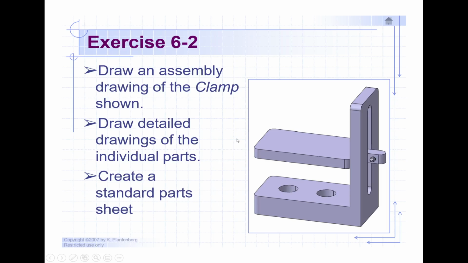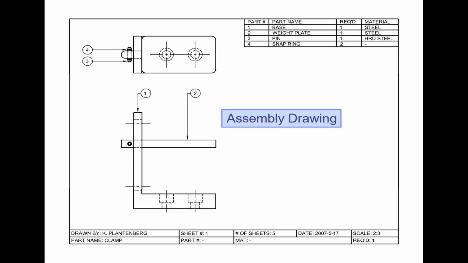So we will draw detail drawings of the individual parts that make up this clamp, and also we will create standard part sheets. So this is an example of the assembly drawing for that clamp. Okay, looking here, we have a minimum of 2 views. This one is the top view, and this one is the front view.